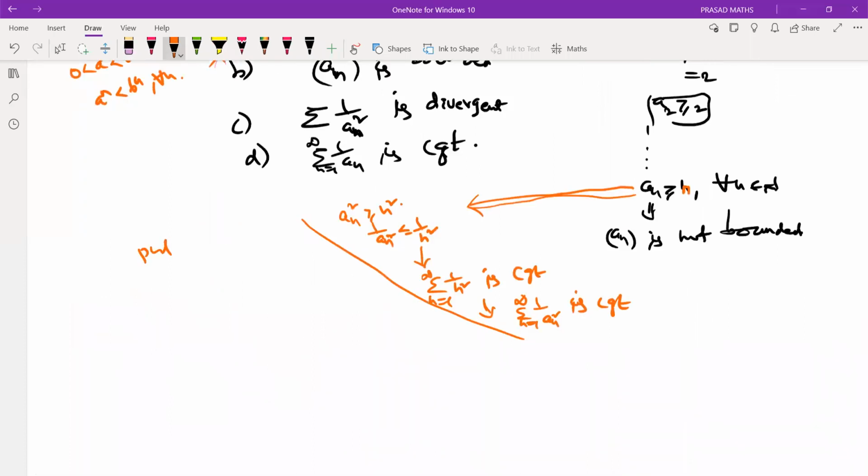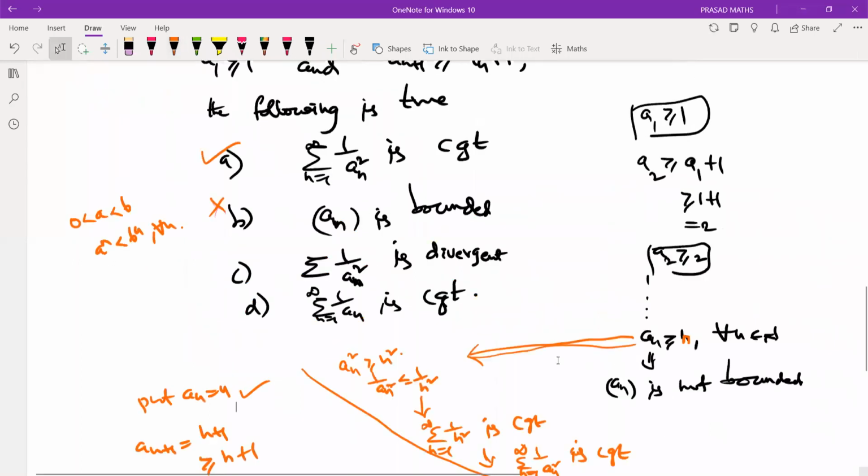Or else what do you do? Put a_n equals n. It satisfies the condition. What is a_(n+1)? n plus 1. This is bigger than or equal to n plus 1. But what is this? This is a_n plus 1. Therefore, a_(n+1) bigger than or equal to a_n plus 1. This is true for every n. Therefore, it satisfies the condition. So this is an unbounded sequence. So option B is discarded.